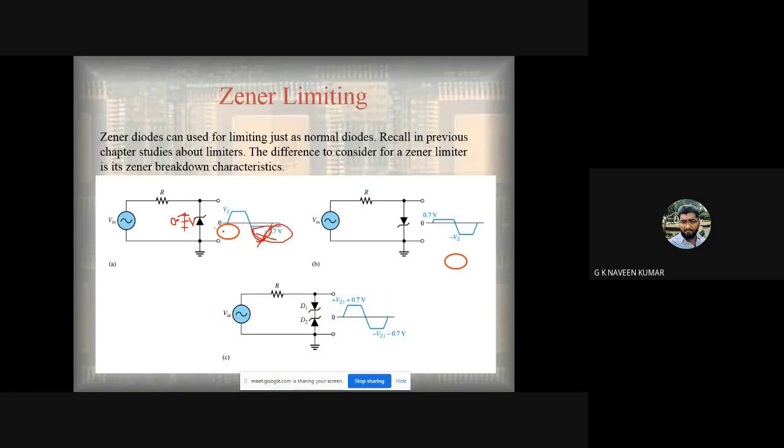Similarly, if you take this one, this is in reverse position. Here, the forward voltage will be 0.7. During the positive half cycle, your diode is in forward bias condition, and the forward voltage drop is 0.7. Hence, during the positive half cycle, you will get 0.7 as the constant positive voltage. Now coming to the negative half cycle, this will remain the same, right?